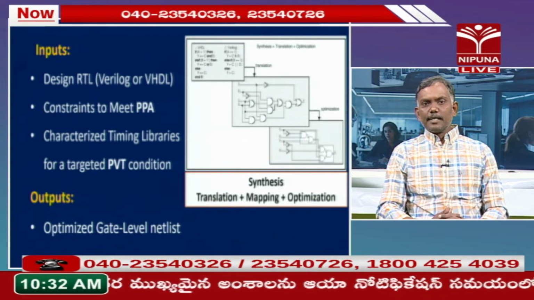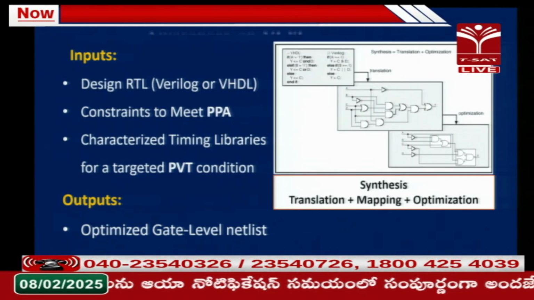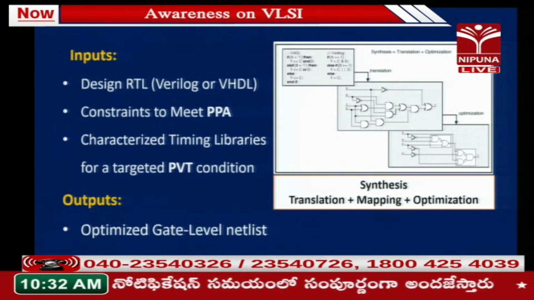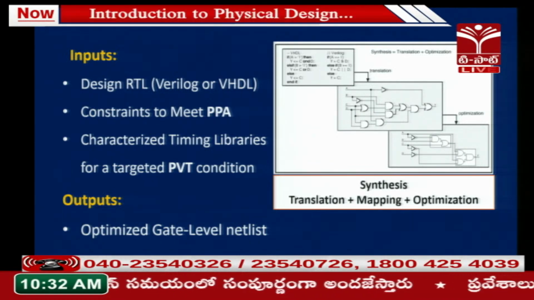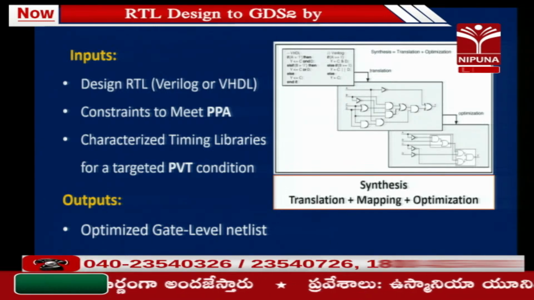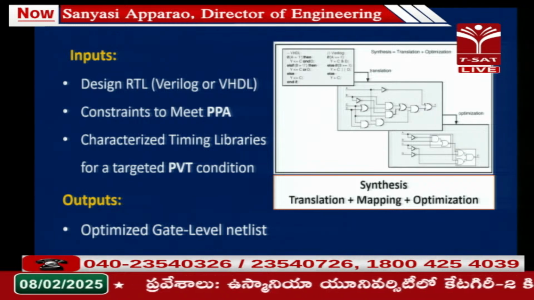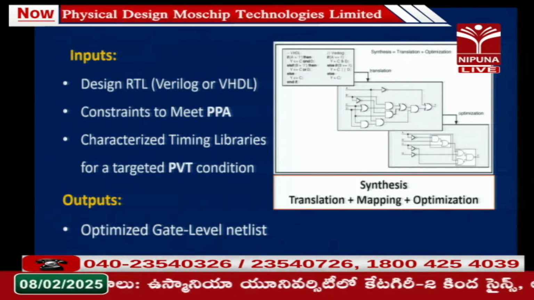If you look at the right side diagram, you have the Verilog and VHDL, that is the RTL code. The first step is translation, meaning we are converting this RTL into logic gates. If you see inverter, AND gate, OR gates, all the RTL is converted into gates, translated into logic gates.